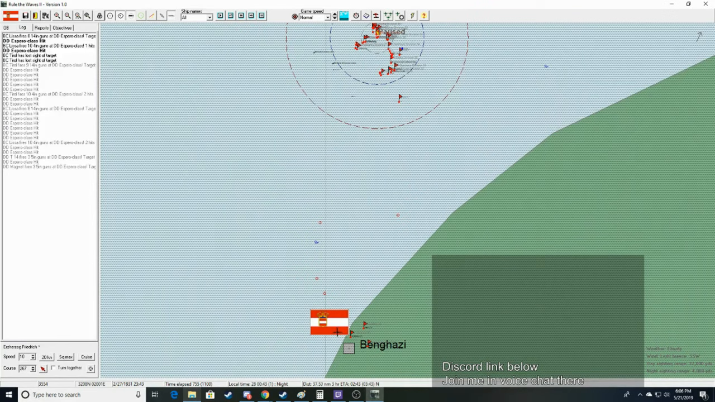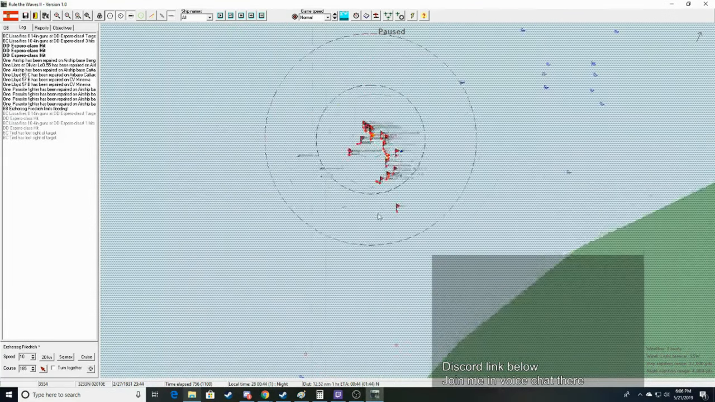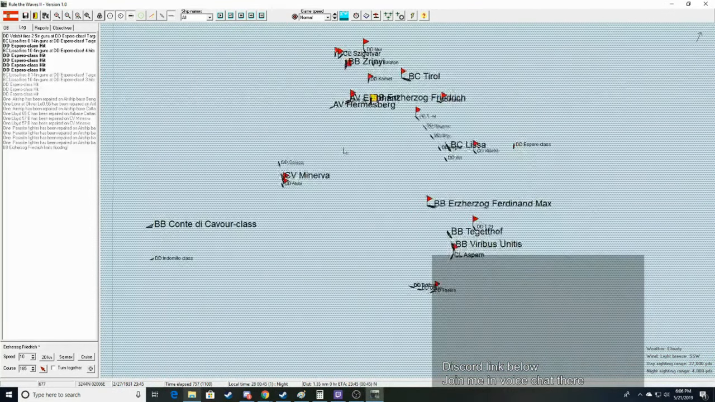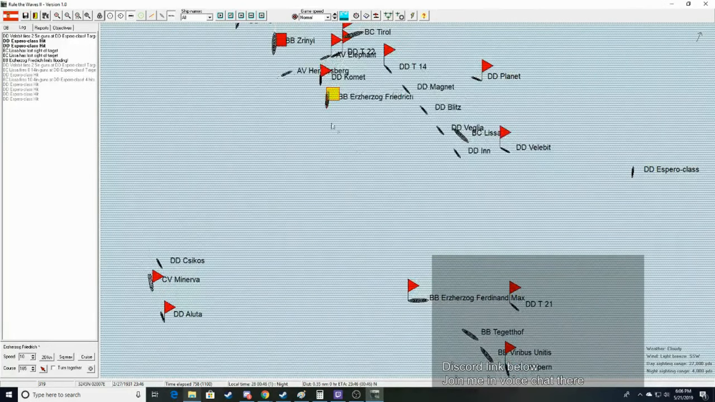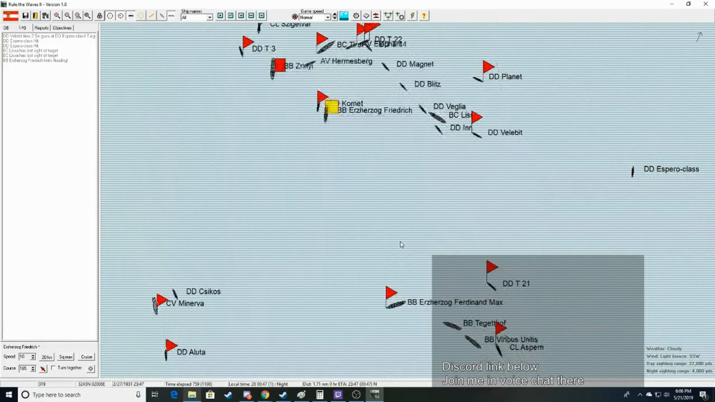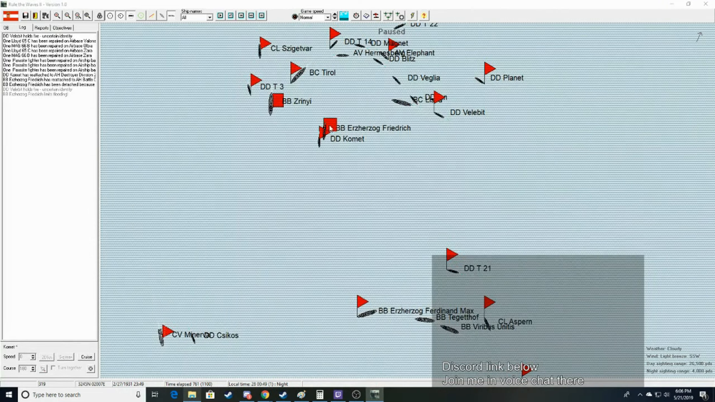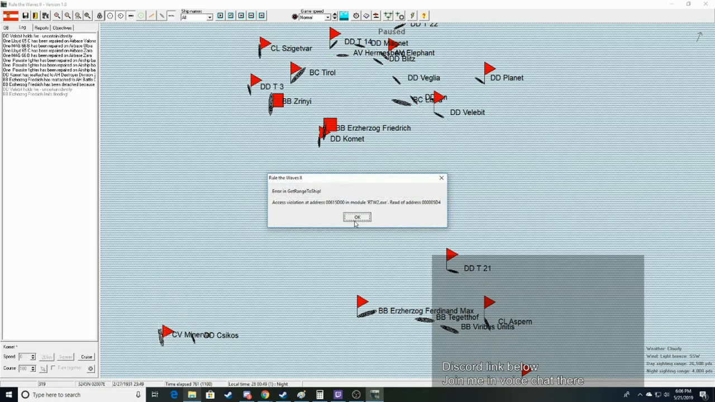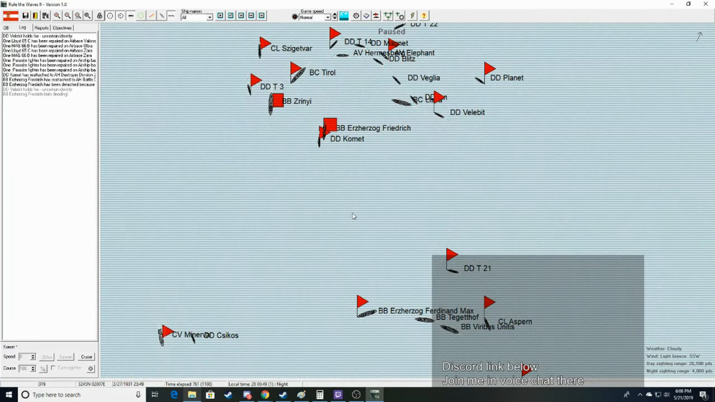Okay, we've got to turn that battleship around to Benghazi now. Okay, so it's limited flooding. Good. Okay, come on. Limited flooding again. Errors. Come on.